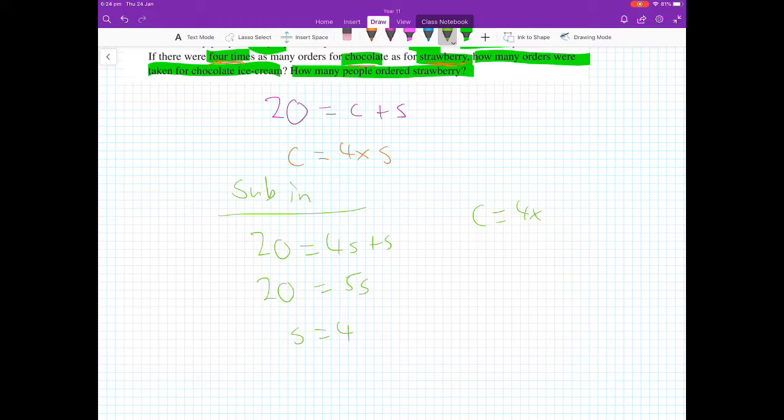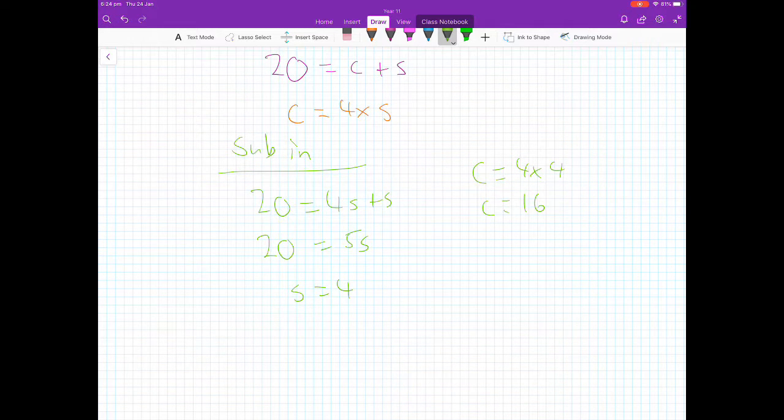There's 4 strawberries. I know, chocolate is 4 times 4. There's 16 chocolates. What? Where? How? All right, maths. I just remembered. Therefore, 16 people ordered chocolate and 4 people ordered strawberry.